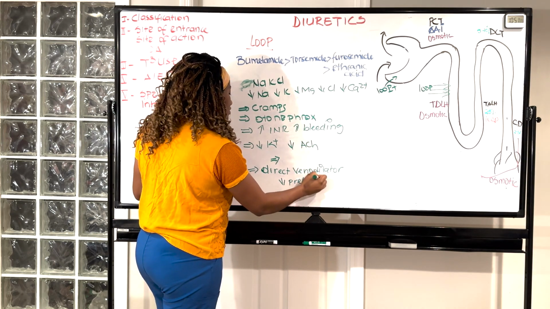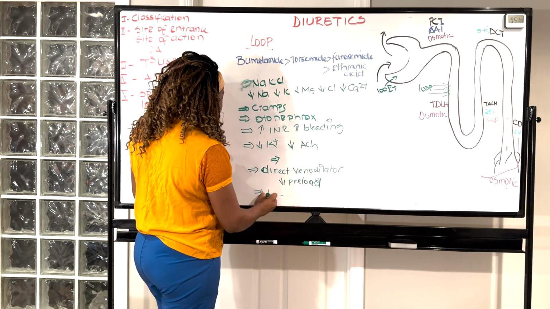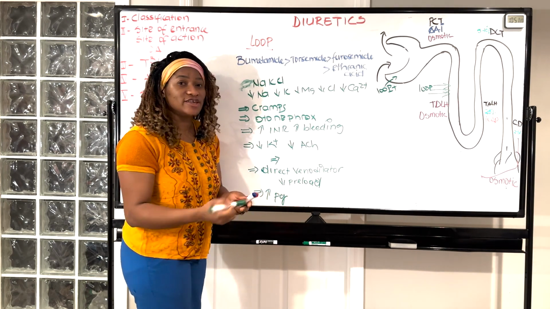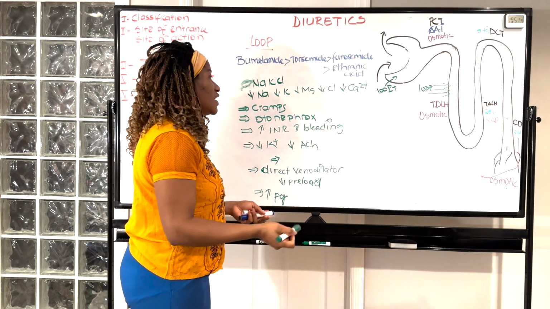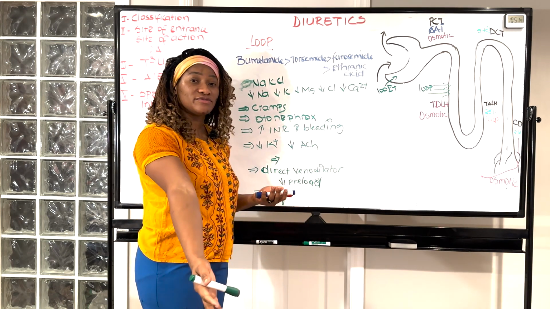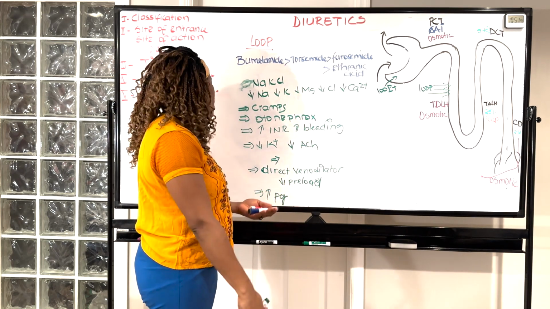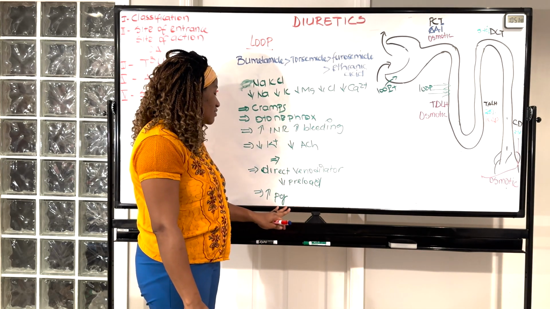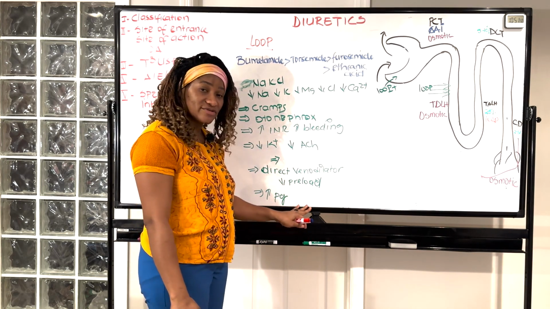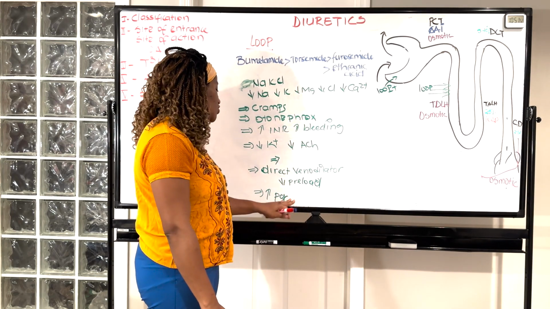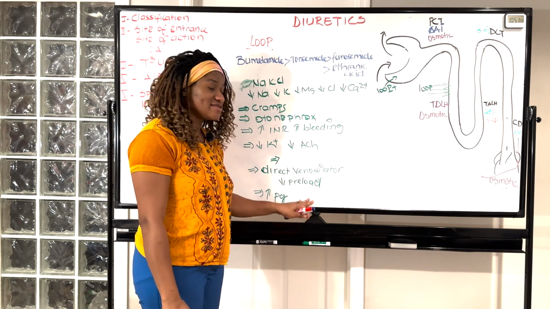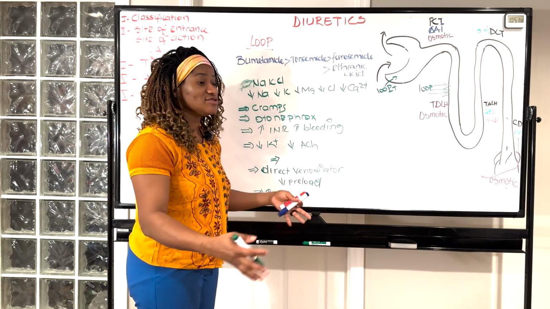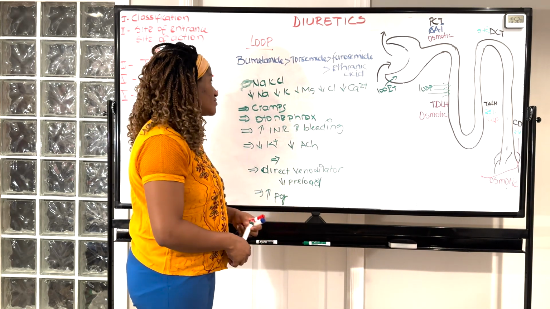They're also going to increase the secretion of prostaglandin. Prostaglandins are responsible for vasodilation in your kidney, and they also help flush out your sodium. They have a natriuretic function. So the loops are going to have a direct increase in the production of prostaglandin, and that's why they don't work with NSAIDs, because NSAIDs inhibit the production of your prostaglandin. So you don't want to give them together.